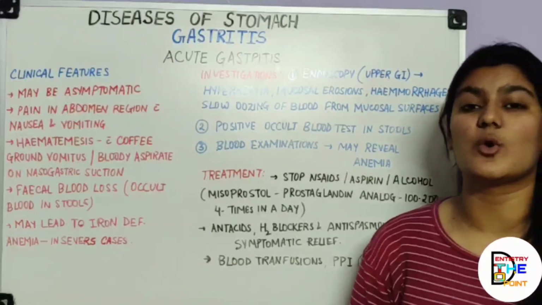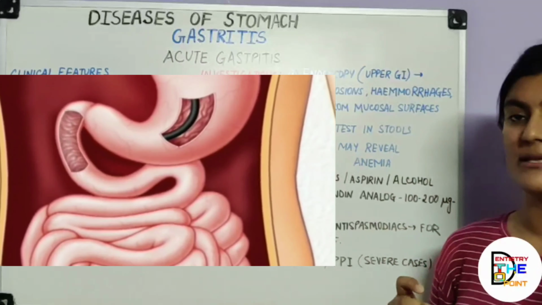Now endoscopy is of two types. One is your upper GIT endoscopy, second is your lower GIT endoscopy. For upper GI endoscopy, you introduce the instrument, that is your endoscope, through your mouth, and for lower, you introduce it through your rectum or your anus area. Okay. Now here we are going to do upper GI endoscopy, obviously.